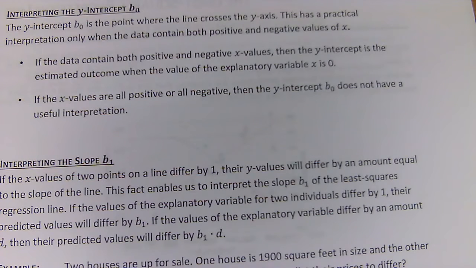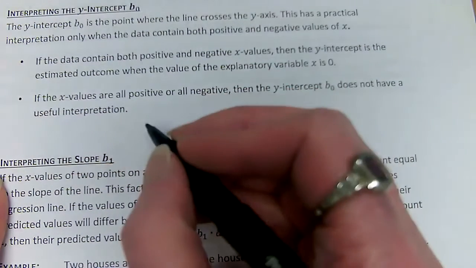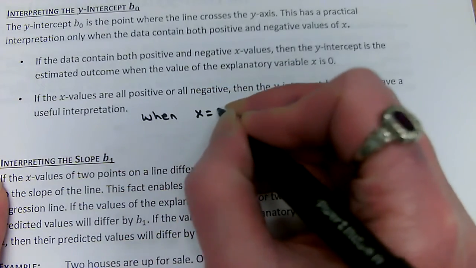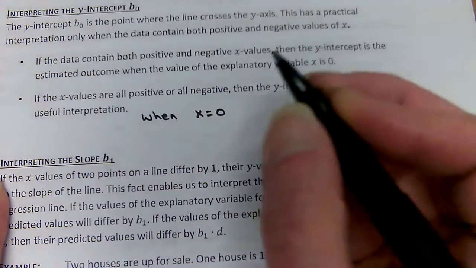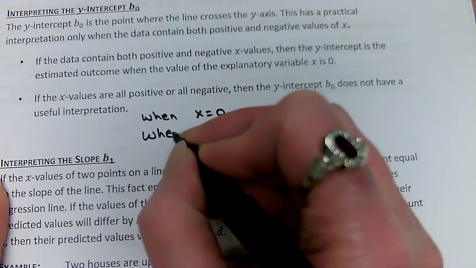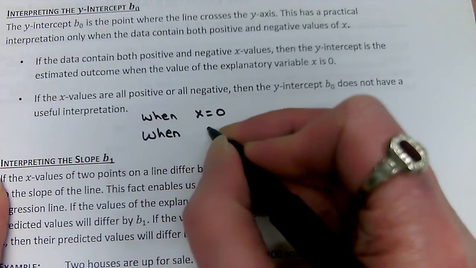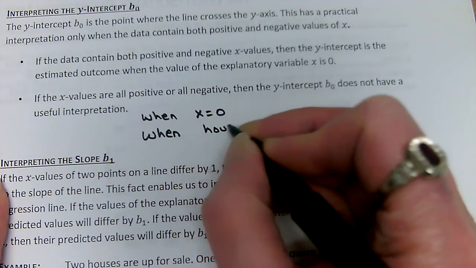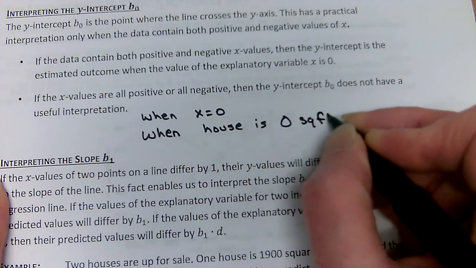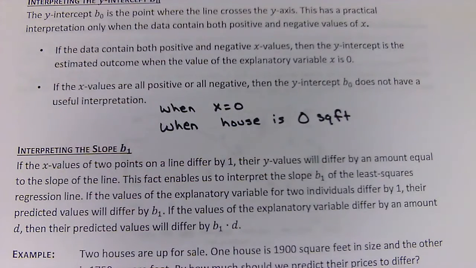If we have our Y-intercept here, that would mean when X is 0. And what is our X in this problem? It was the house size. So we're talking about when the house is 0 square feet. Would that make sense? No. So that would not be a good interpretation.